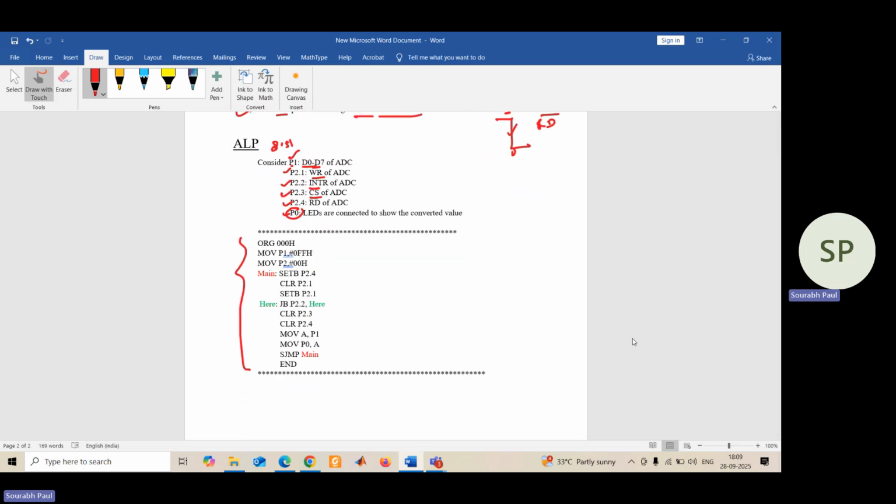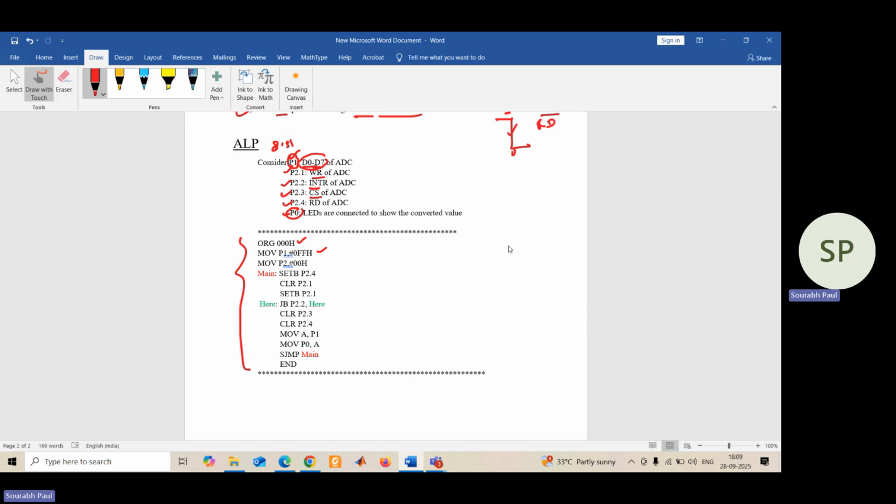Okay. Now, how to write the code? ORG 000H, that you know. Then I am using P1 as an input for 8051. The converted digital value is taken in through the P1 port, so that is connected to the D0 to D7 lines of the ADC. That's why P1 is configured as input.